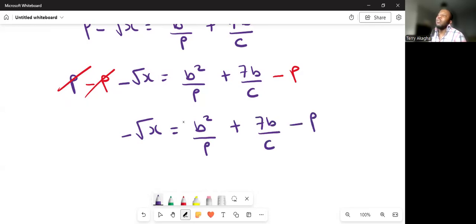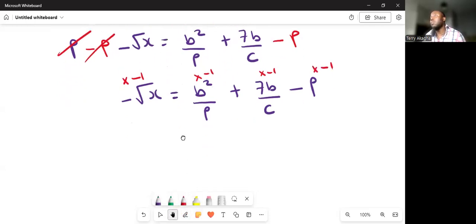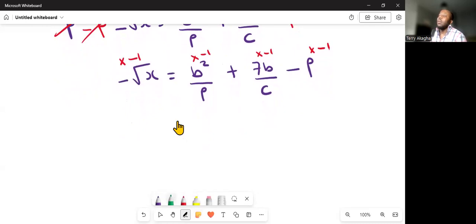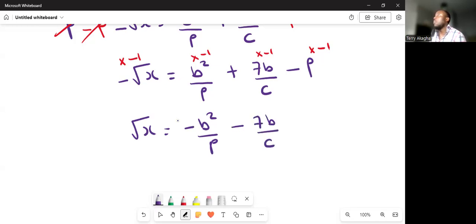Now to get rid of this minus, I'm going to multiply both sides, everything by minus 1. So I multiply this by minus 1, and I multiply by minus 1. Okay? So it's going to give us square root of x. Multiply by minus 1 is going to give minus b squared over p. Then multiply by minus 1 is going to give minus 7b over c. Minus times minus will give you plus p.